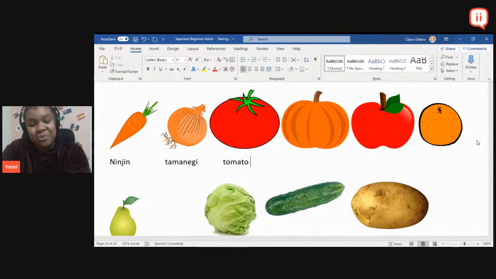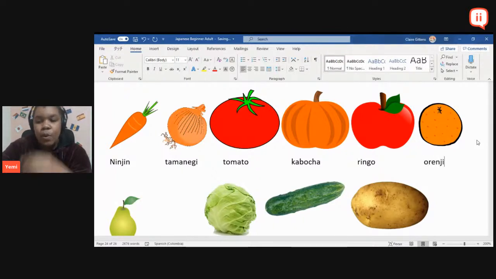This one, as you can see, taken from English, tomato. Tomato. Well, taken from English or Spanish or somewhere. Okay, taken from a foreign country. Oops. Kabocha. Kabocha. Okay. Ringo. Orange.